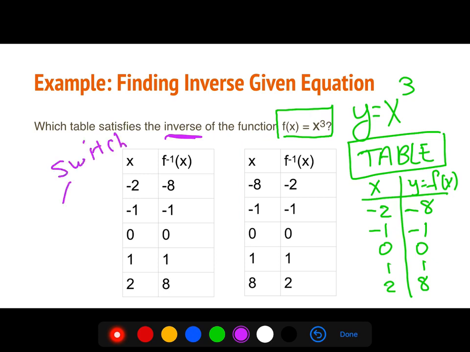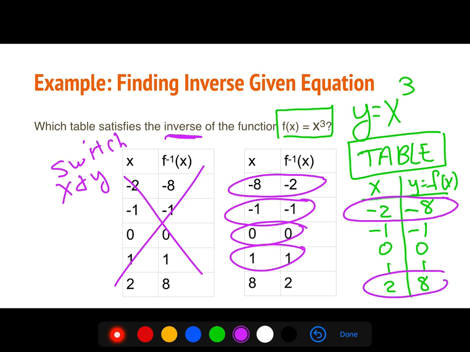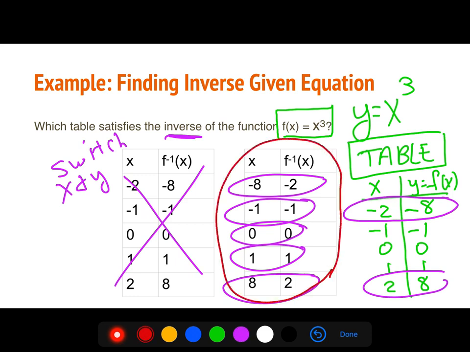But if I was to find the inverse, that means I'd have to switch x and y. So this would become 8, -2. Well, that's not this one. That looks like him. -1, -1. 0, 0, 1, 1. And look at that one. They switch. 8, 2. All right, so this one right here, the second one, is the inverse. And look at that. This one was actually right over here. This one's actually f of x. That was the table that we had in the graphing calculator for x cubed.